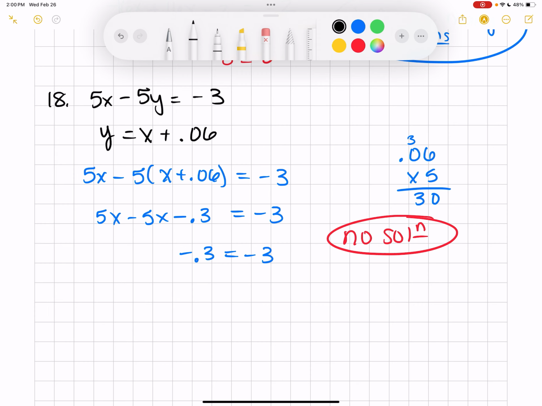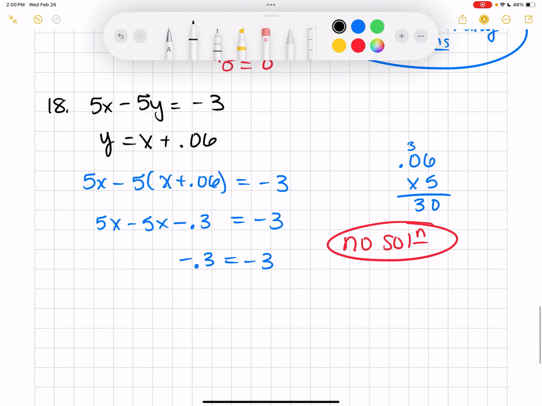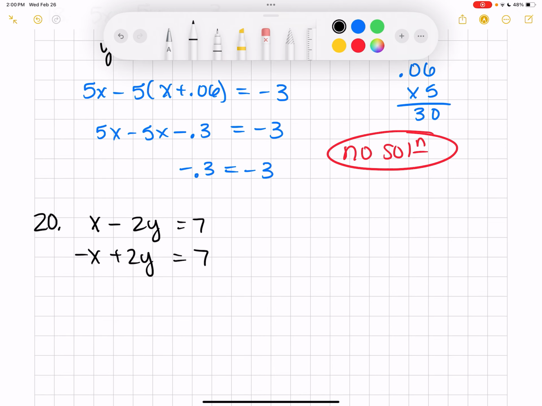Alright, 20. x minus 2y equals 7, and negative x plus 2y equals 7. What method should I use here? Elimination, because I have things that are opposite signs and the same number. What happens on the left? You get 0. You have 0 equals, and what is that? I don't think that's true. That's not true. No solution.